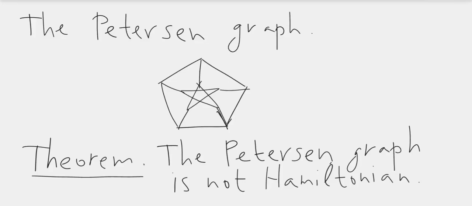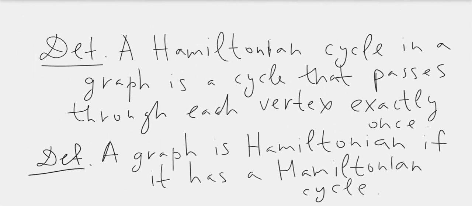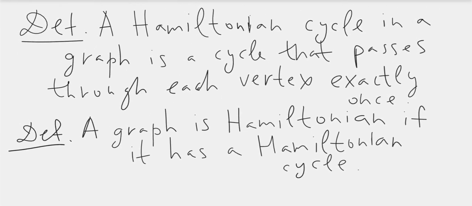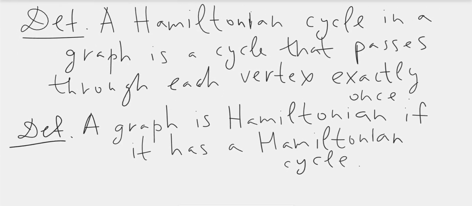In this video I'm going to prove that the Petersen graph is not Hamiltonian. So first let's consider the definitions. A Hamiltonian cycle in a graph is a cycle that passes through each vertex exactly once, and then a graph is called Hamiltonian if it has a Hamiltonian cycle.